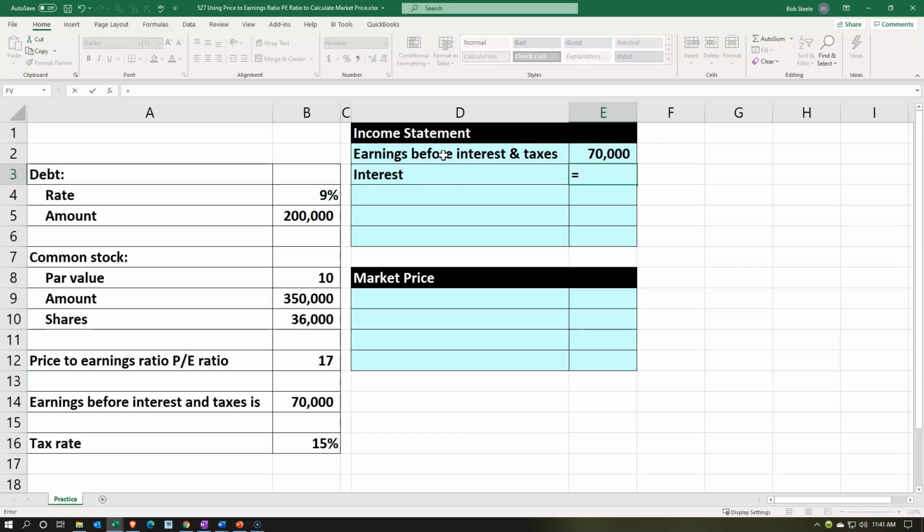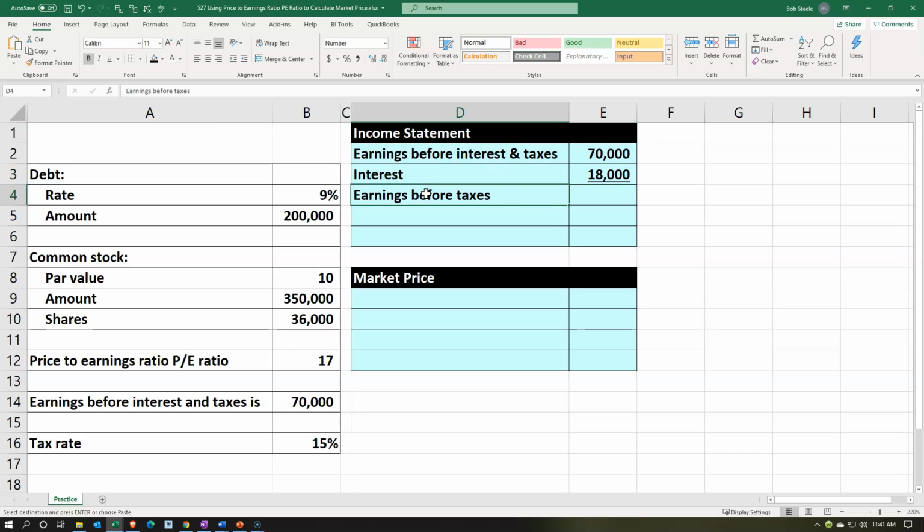So I'm going to say equals, then that 200,000 times, and then picking up that 9%. That's going to give us our 18,000. Let's put an underline here by going to the Home tab, Font group, and Underline. That then is going to give us our earnings before taxes, which are equal to the 70,000 minus the interest. That gives us the 52,000.